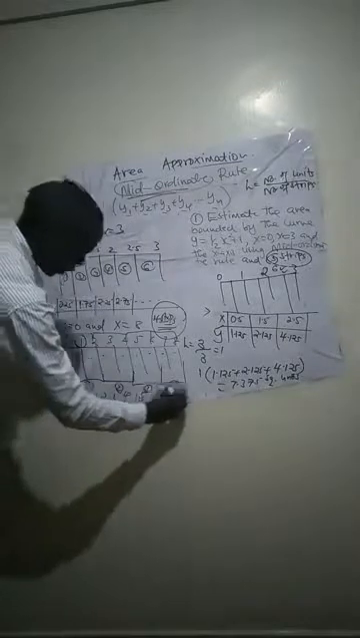Sorry, we still have 4 to 6 first. 4 plus 6, 10, divided by 2, 5. And lastly, 6 plus 8, 14, divided by 2, 7. Then from there, you now find the corresponding values of x, y.